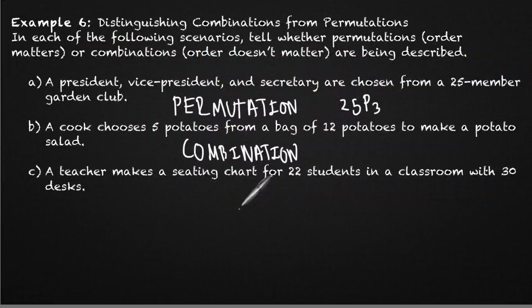These 2 are pretty basic. Now letter C, you may get confused on. A teacher makes a seating chart for 22 students in a class with 30 desks. Well, as soon as you change one student and you switch them with the student sitting next to them, that's a different seating chart. So that's going to end up being a permutation. And essentially, that's going to be the biggest decision that you may have to make for most of these problems. Is it a permutation or a combination?